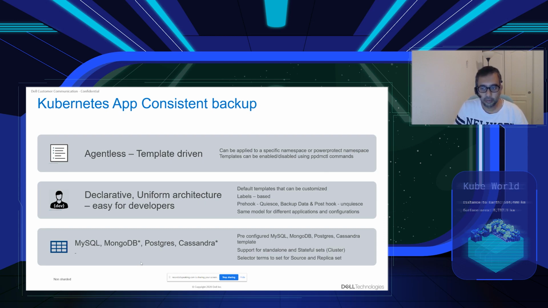There is a concept of a pre-hook and a post-hook. The pre-hooks perform operations on the database, making sure that all the IOs are paused. With the quiesce commands, you are flushing all the data to disk, and then you take a backup. Similarly, in the post-hook, we unquiesce the database so the IOs can continue. And it's the same model regardless of the different kinds of applications. We have a number of applications that we support today, and we continue to add more and more applications.